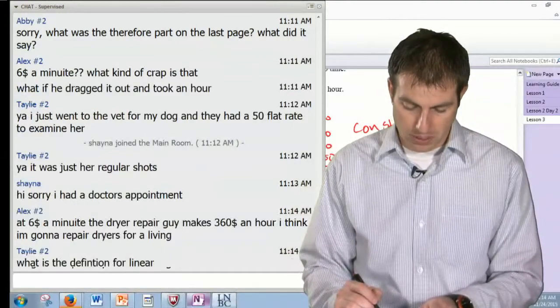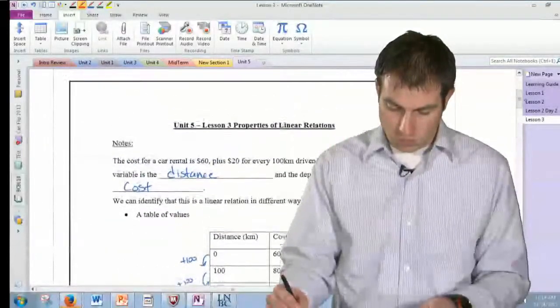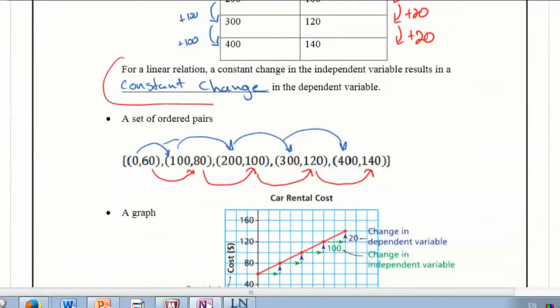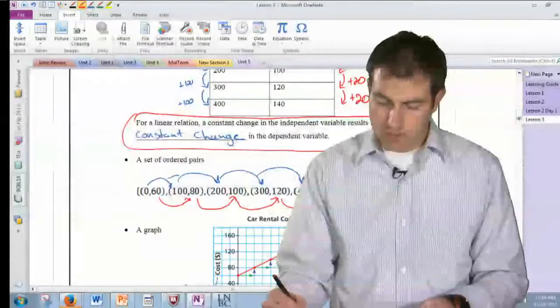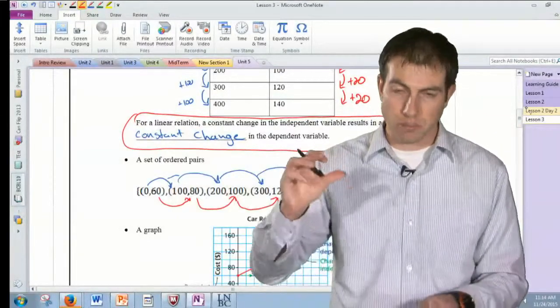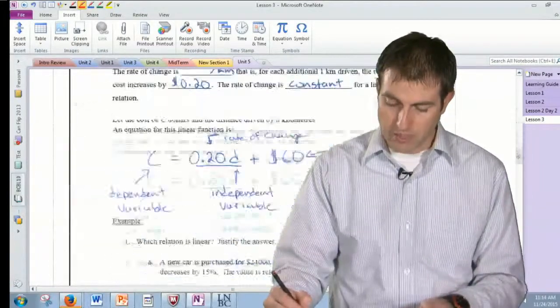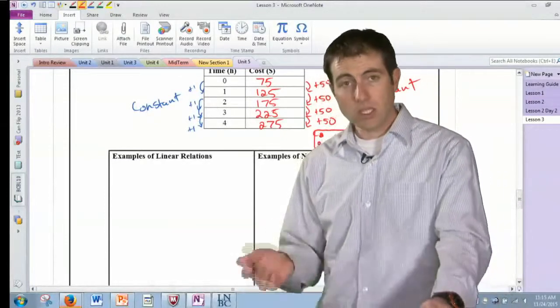So there you go. The definition for linear, we wrote it up above here, Taylor. For a linear relation, here's the definition right at the top of the first page. The constant change in the independent variable and constant change in the dependent variable. So as long as they're both changing at a constant rate, you're okay. Meaning that the jump from one line to the next is the same. And remember, we could write these in ordered pairs or look at a graph. The easiest way to identify something is linear or not is to look at a graph of it.